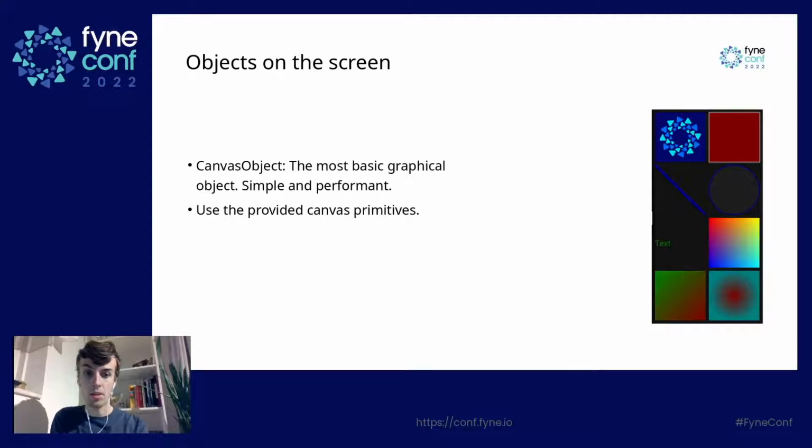We have 8 provided canvas primitives. We have the image, we have the rectangle, the line, the circle, the text, the raster, the linear gradient, and also a radial gradient.